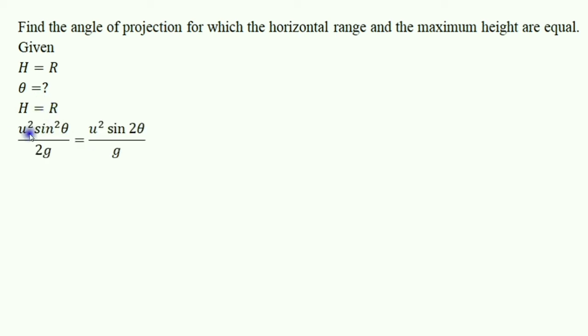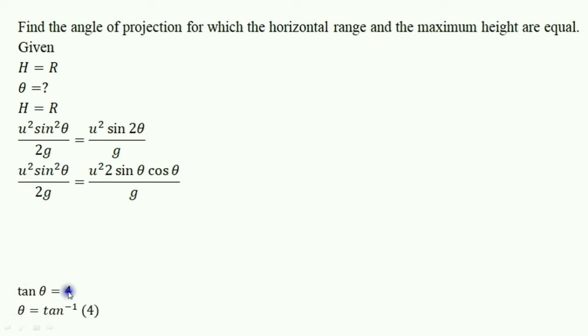So this is the next question: find the angle of projection for which horizontal range and maximum height are equal. In this question, h is equal to r is given, theta is the question mark. If you use the formulas for h and r, you'll get this, and you can convert sine 2 theta into 2 sine theta cos theta. Now you can cancel the terms and you'll get tan theta equal to 4, or theta is equal to tan inverse 4. So you can try from this step.